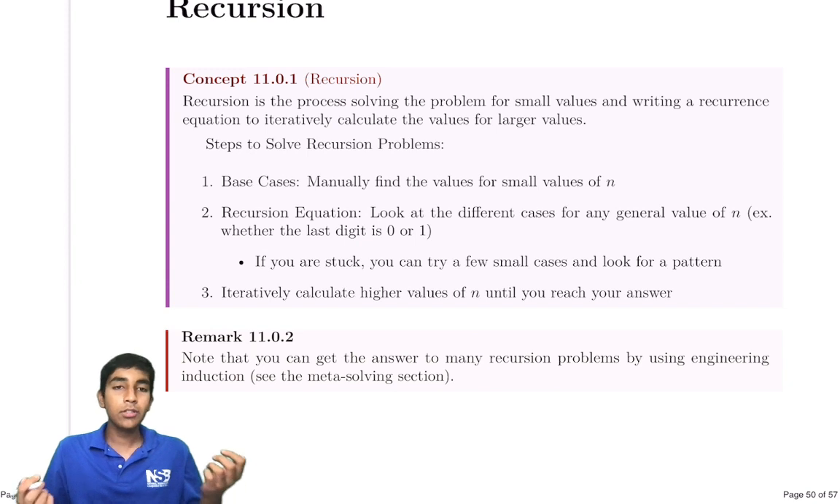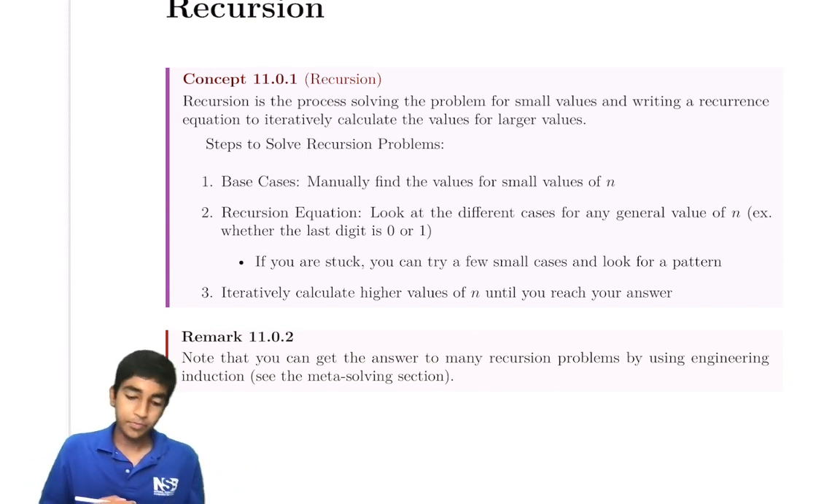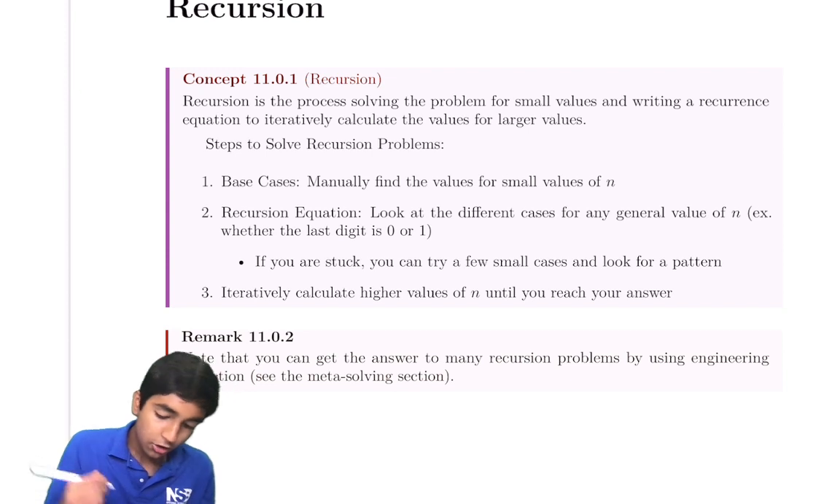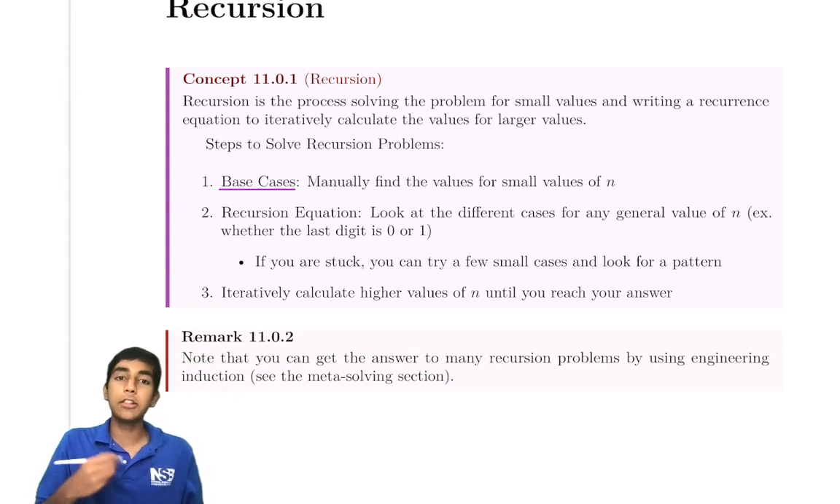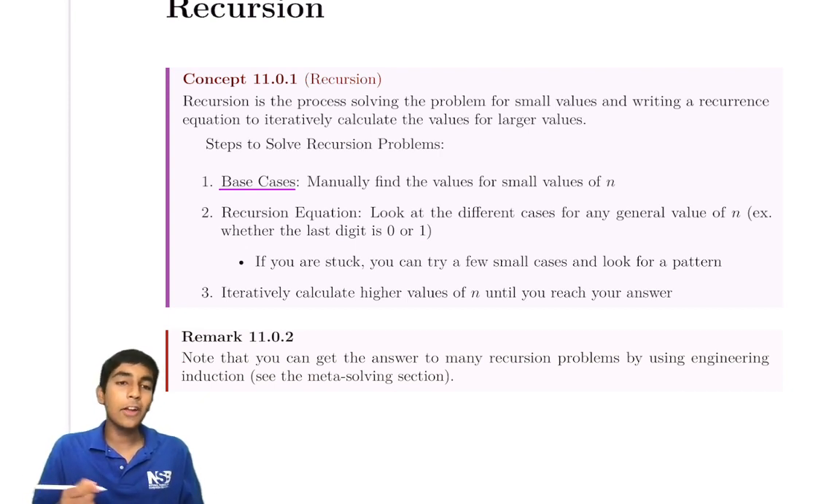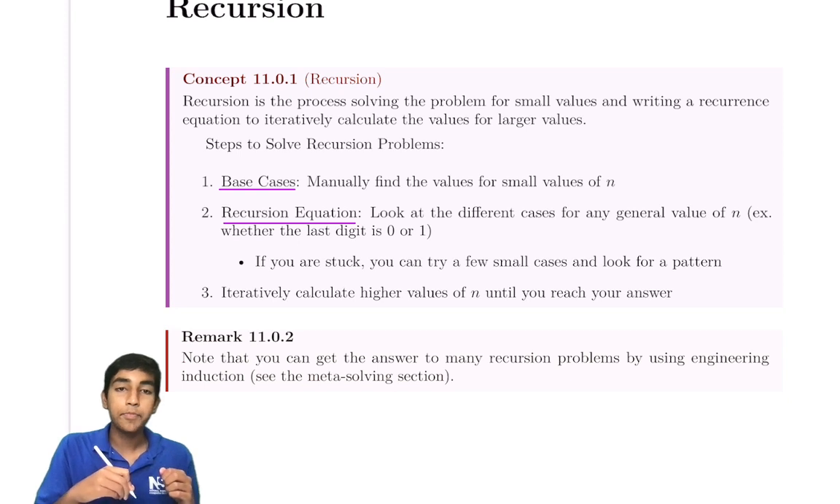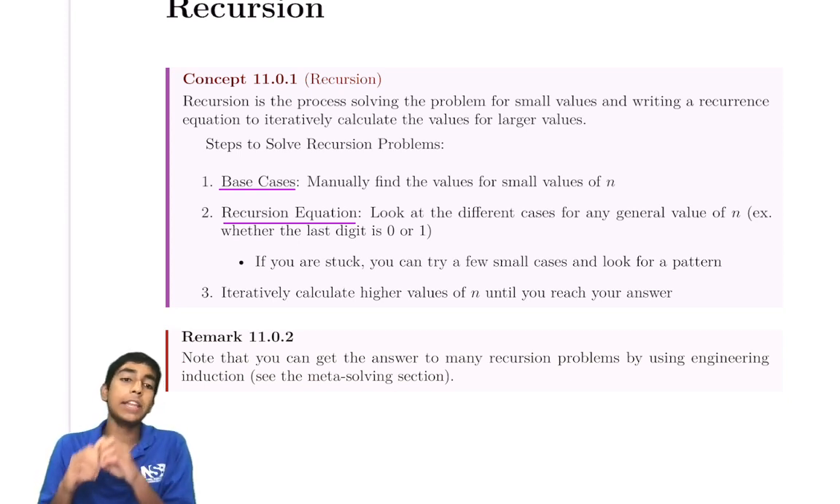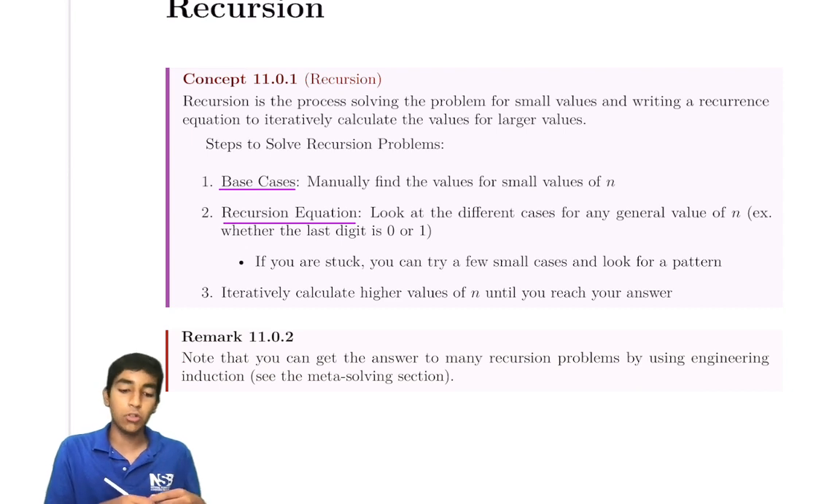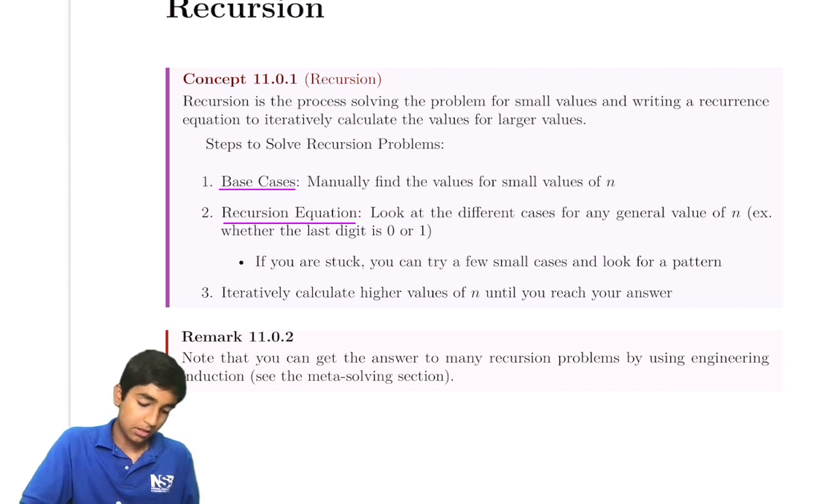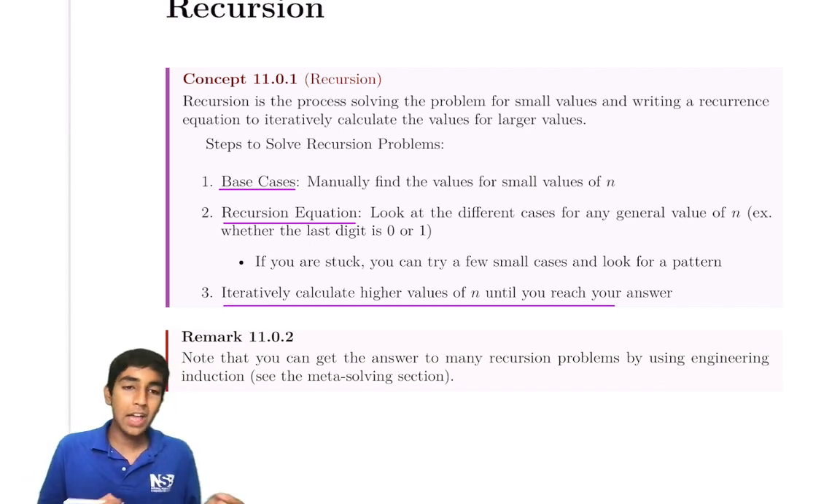So essentially, there's three steps to a recursion problem. There's the base cases. You find the values for small n, generally 0, 1, 2, 3, it depends on the problem, but generally small values. And then you write a recursion equation. And for this, you have to look at cases. You look at the different cases for the nth of something based on the previous values. And then you iteratively calculate higher values. And then you get your answer, just like that.